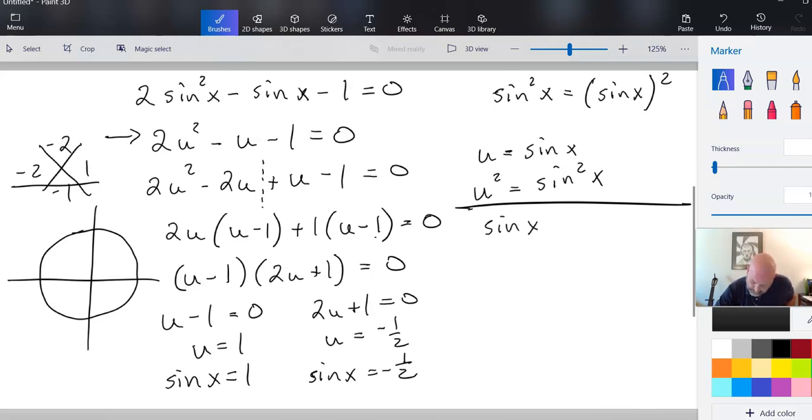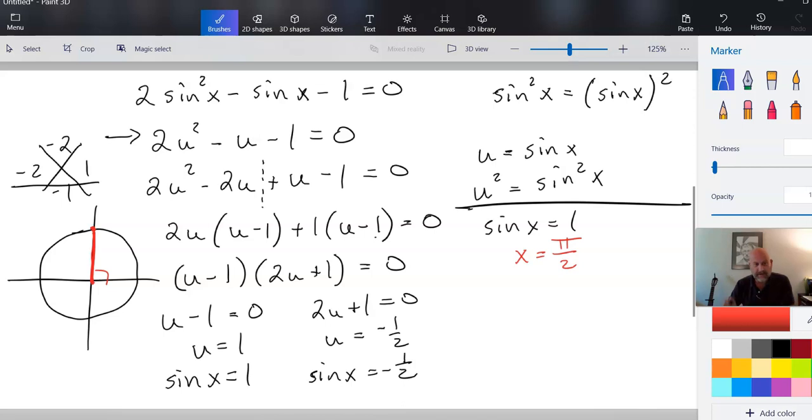Sine x equals 1. Remember, sine is your y value on the unit circle. So the only place sine is equal to 1 is right here, right? It's that vertical distance from here to here. So the only angle that's going to give me sine equal to 1 is pi over 2. So that means here, x is equal to pi over 2.